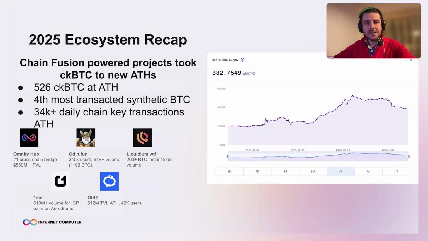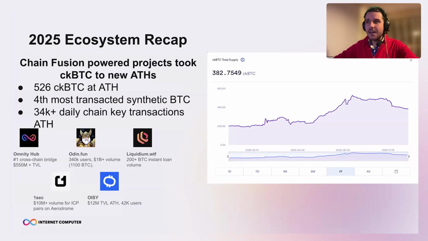We have heard from both Kyle and Bjorn talking about ckBTC and how this year we've reached a new all-time high in terms of how many ckBTC were hosted on the IC, and how it's the fourth most transacted synthetic BTC. At some point, we actually had 34,000 daily chain key transactions happening on the IC. I think it's important to also look at what was driving this and what were the projects behind this. We actually had quite some amazing achievements from the ecosystem this year.